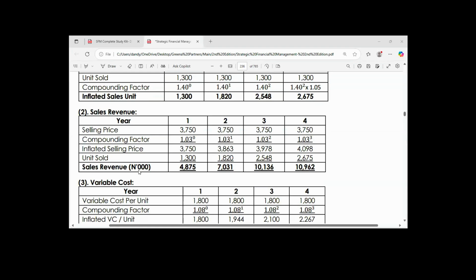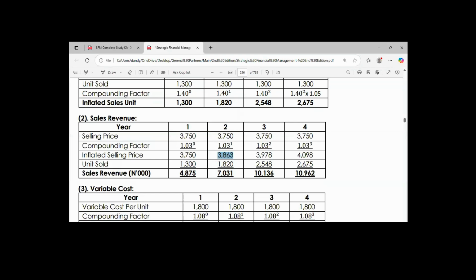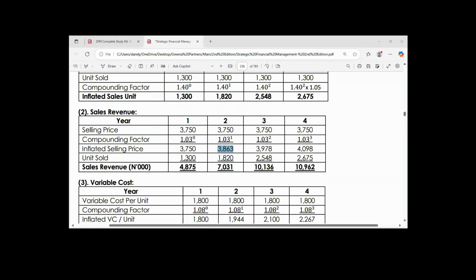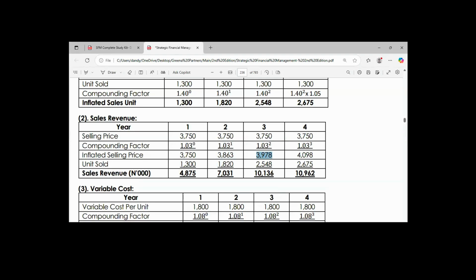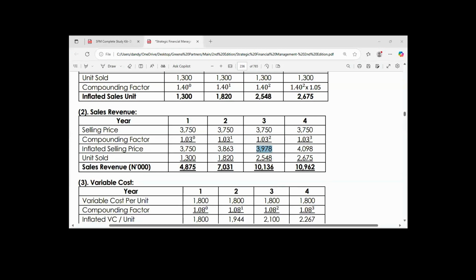That will give you 3863. That's the 3863 you are seeing here. Whatever you have in your calculator, you multiply with 1.03, which is 3978. That's the 3978 you are seeing in the third year. What you have in your calculator, multiply with 1.03. That produces 4098. That's the 4098 you are seeing there. So that's what you should do. Don't go and be doing this method. This will slow down your work.